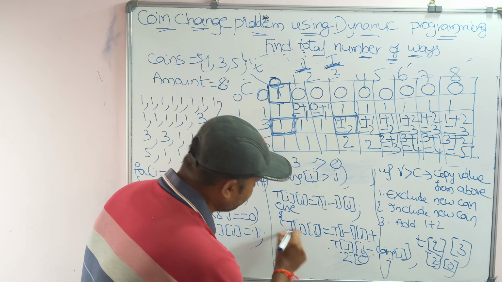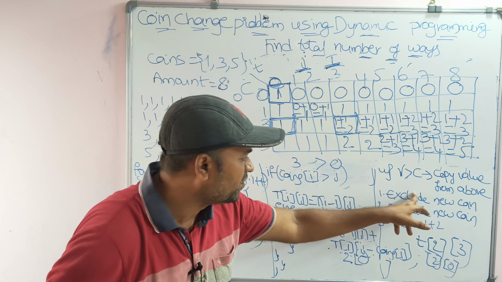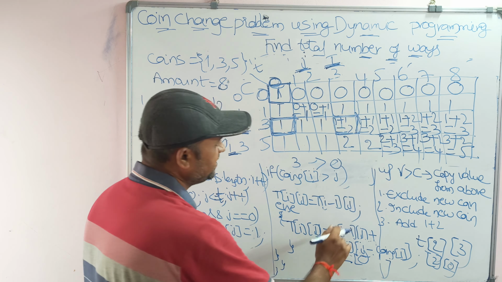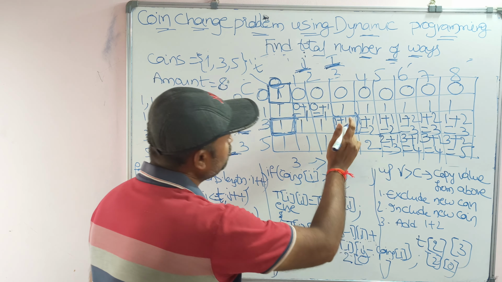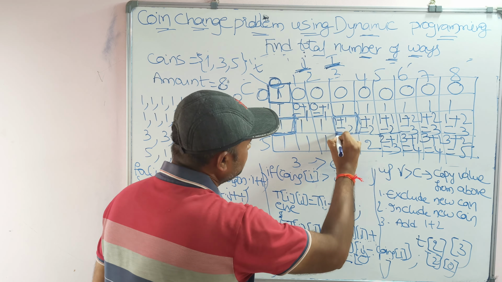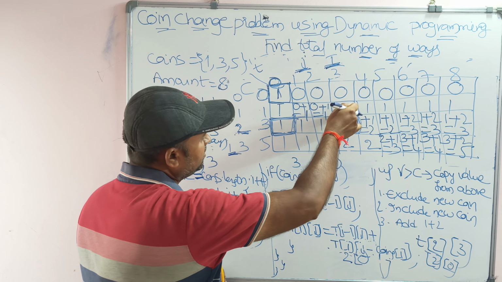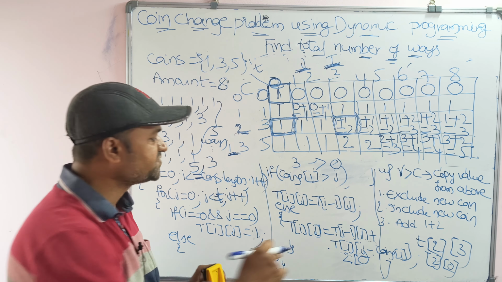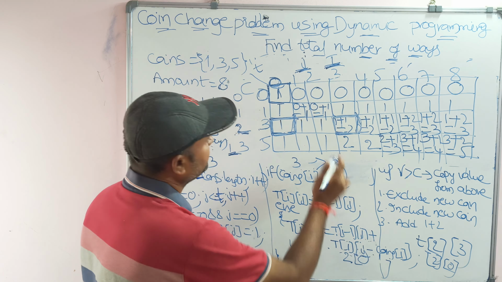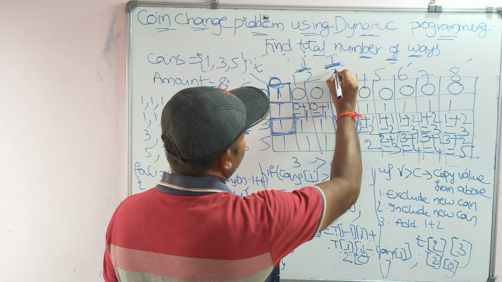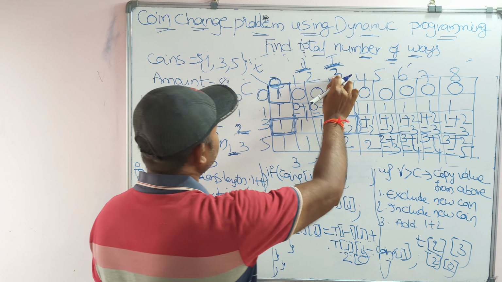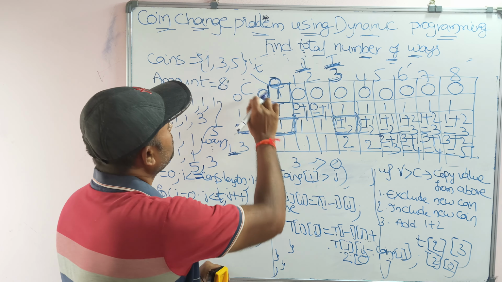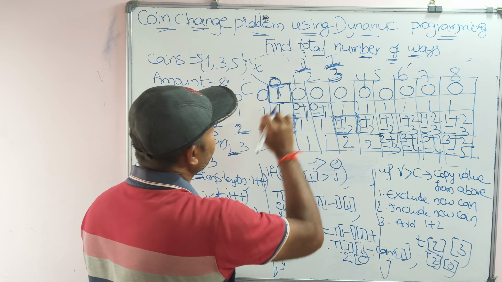So else block means we have to follow these 3 steps. Let us consider this coin. So what is the first step? Exclude the new coin. Exclude the new coin means let us consider this cell. So we have to copy the above value. So copying above value means just like this statement only. So T[i-1][j]. Next for this cell. So here what is the column number? 3. So 3 minus, here what is this number? Coin number 3. So 3 minus 3 means 0.